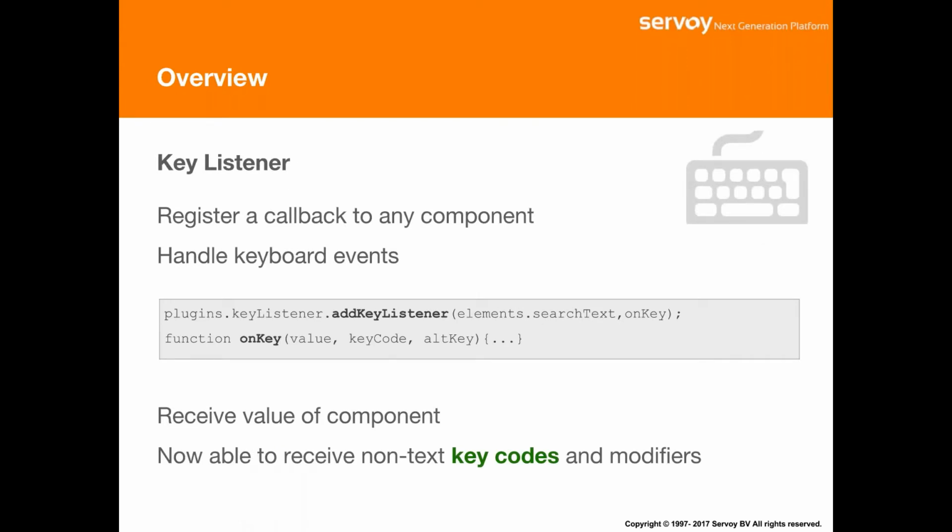Another thing was that I was searching on every keystroke, and for this I used the key listener, which is an NG service that's available through the Web Package Manager, and it gives you the functionality to handle keystrokes on any component. And now it's just been updated to receive non-text key codes and modifiers. So that's how I was able to handle the down arrow to get back down into the table component.